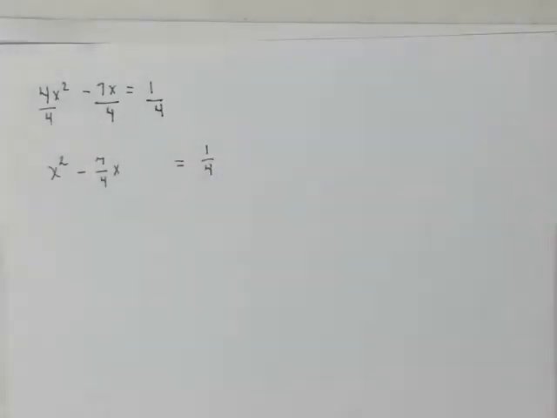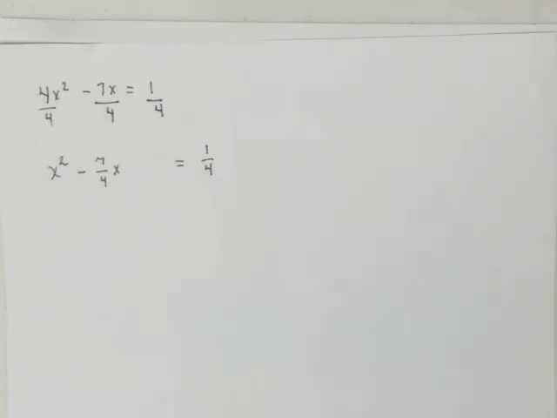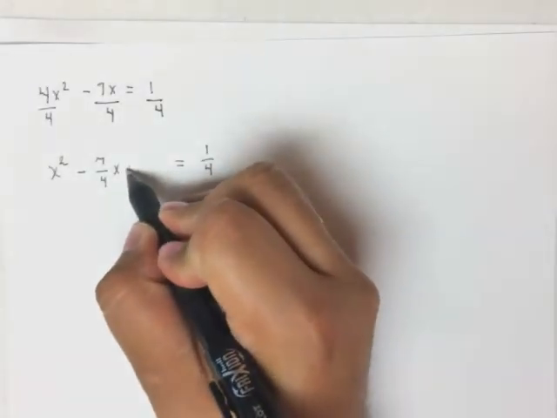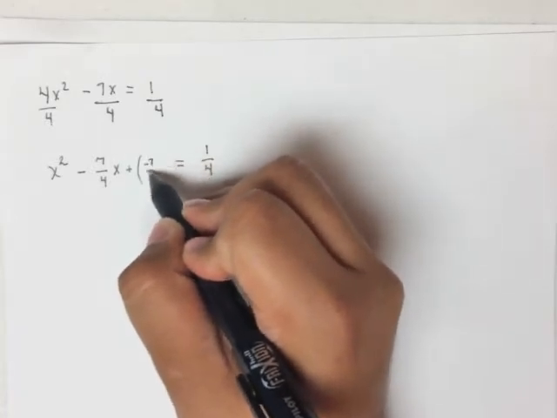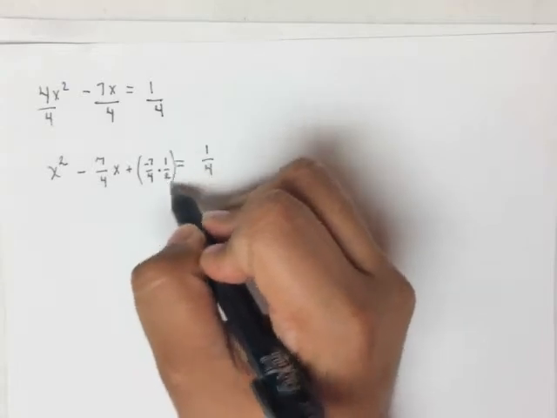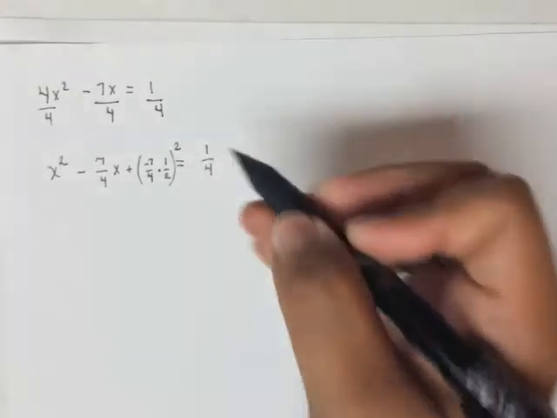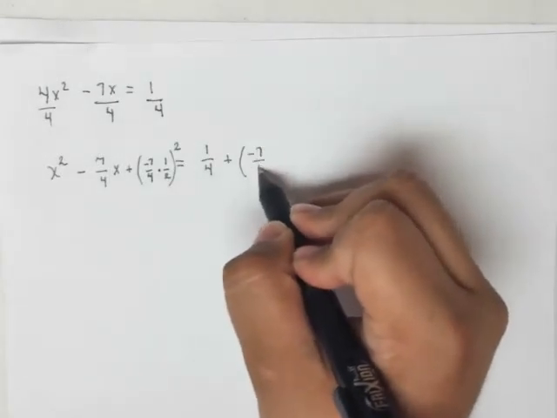Okay, why did I leave a space? Well, remember that I'm going to have to take half of the b coefficient. So that's exactly what I'm going to do. I'm going to take half of the b coefficient, which is negative 7/4. I'm going to multiply it by 1/2, which would be the same as dividing it by 2, and I'm going to square it. So let's go ahead and do the same operation to this side.